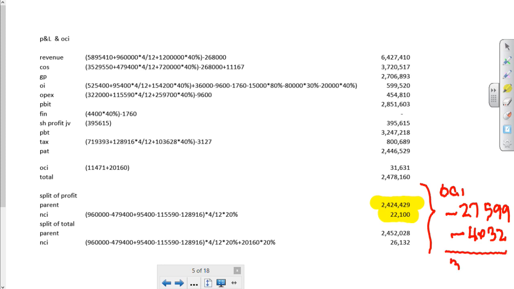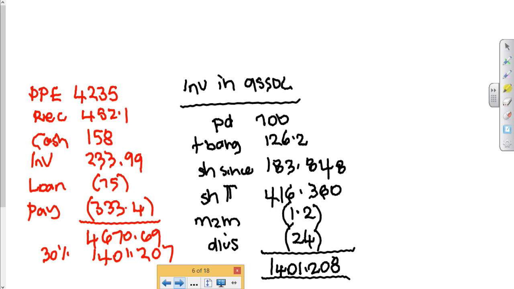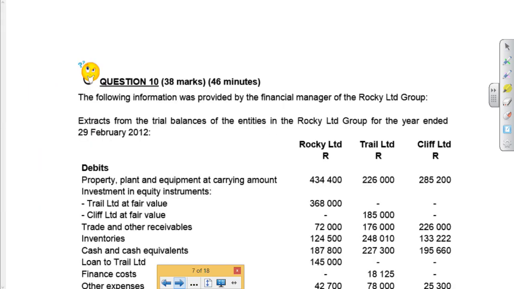This must add up to 31631. Let's just check. 24244 less 2. Okay. So now these are the two numbers that must go into the statement of changes in equity for the OCI line. 27 goes to market. And they both mark to market, same. It's not a reval or anything like that.